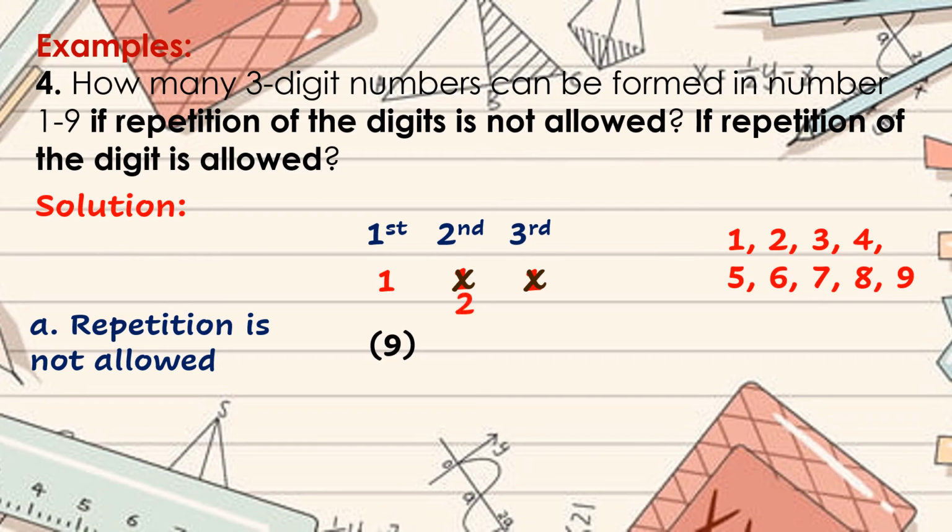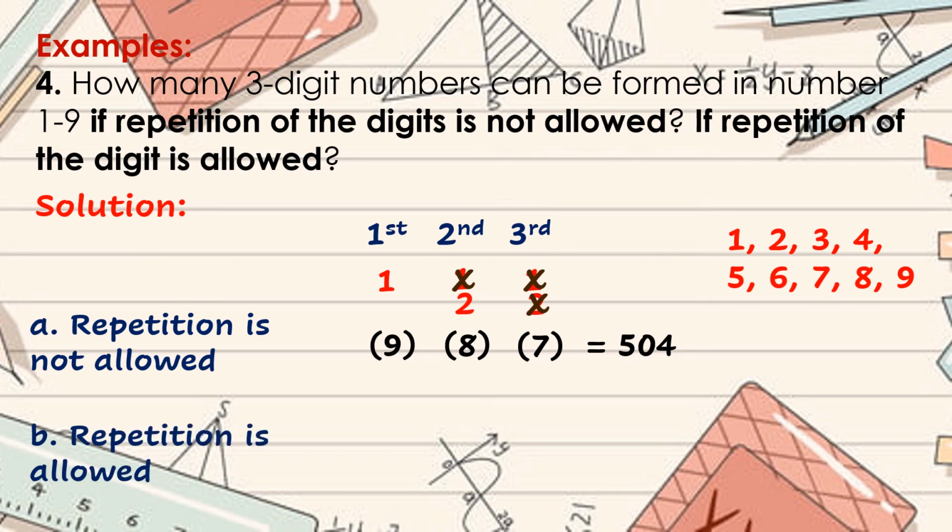Ilan na lang ang possible outcome kay second number? Na naiwan, wala na si 1. 8 na lang. 'Di ba? Kasi wala na yung 1. And then let's say ang napili ni second number ay 2. So wala na yung 1, wala na din yung 2. Ilan na lang ang pagpipilian ni third number? Mayroon na lang siyang 7. Ayan. Mayroon na lang siyang 7 numbers. So multiplying this, the number of outcome is 504.